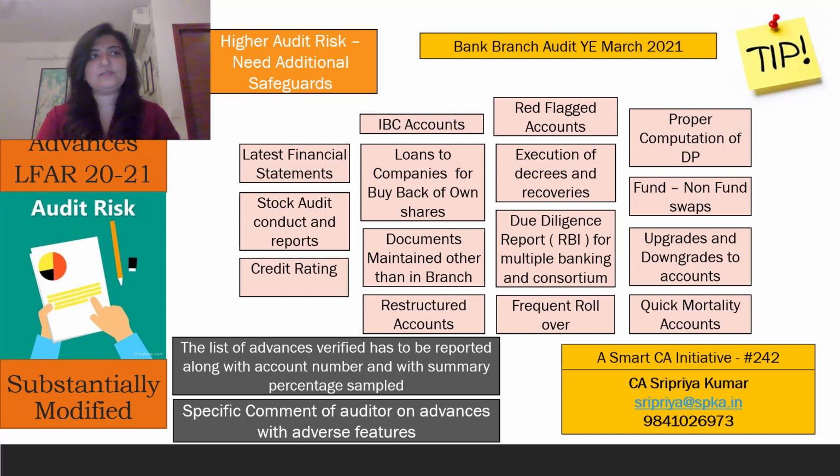Frequent rollovers in loan accounts need to be reported. There's a very specific statement on whether the DP has been computed properly. Fund, non-fund swaps in case of devolvements are required to be commented upon. Very specific question on upgrades and downgrades to accounts. And very interestingly, we are also required to report on quick mortality or early mortality accounts to the extent we have reviewed them. Now, what does all this mean?